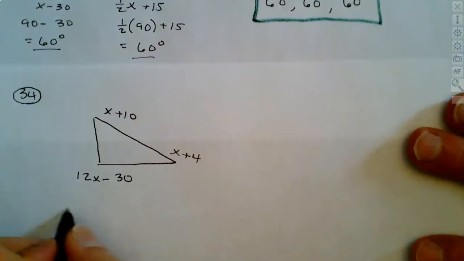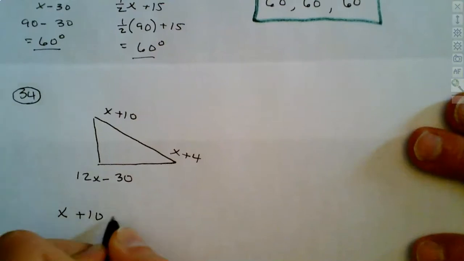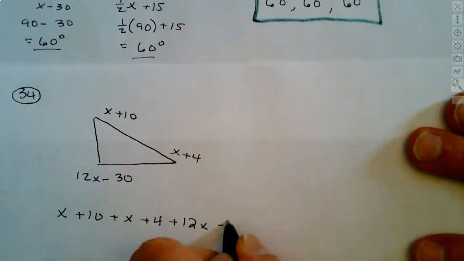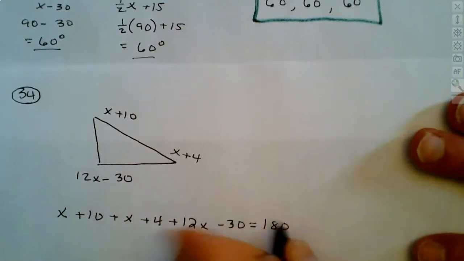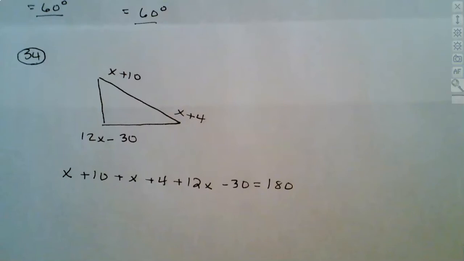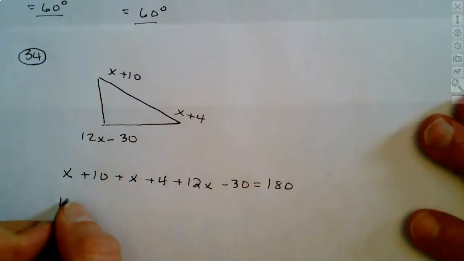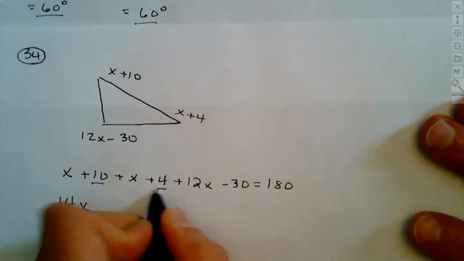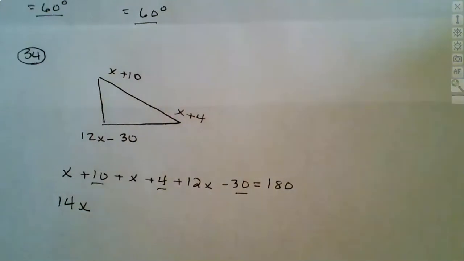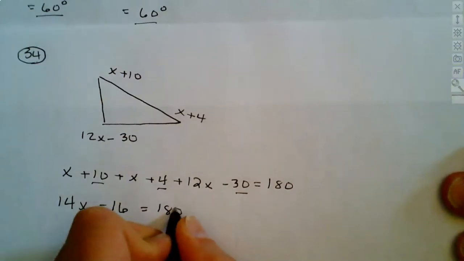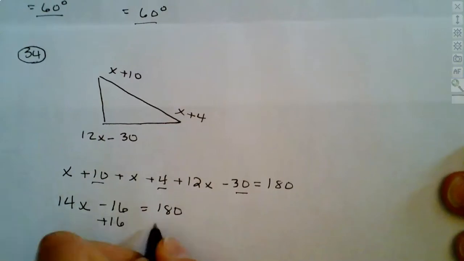What do we know? We know they add up to give you 180. So that's all the angles added up there. So how many x's do we have? Well, if we add them together, it looks like we've got 14x. Adding the numbers together, we've got 10, 4, and a minus 30. So 10 and 4 is 14. Subtract off that 30. Watch your signs. That's going to be a minus 16. That equals 180. Add your 16.